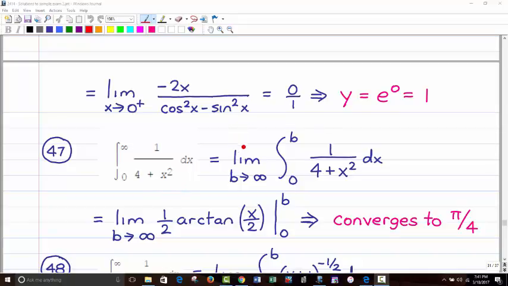Now, if you're writing this out, like in my face-to-face class, a little bit different than online, I guess you don't have to write it as formally, but you should know how to write it out properly. This is how you really evaluate it. You have to write it as a limit. As b goes to infinity, the integral from 0 to b of 1 over 4 plus x squared.